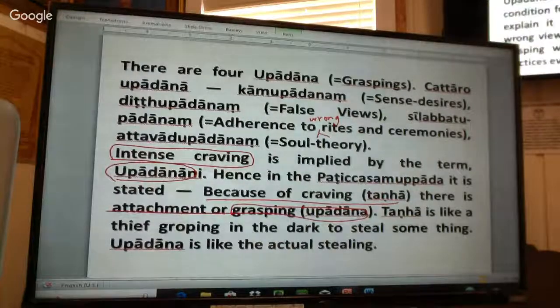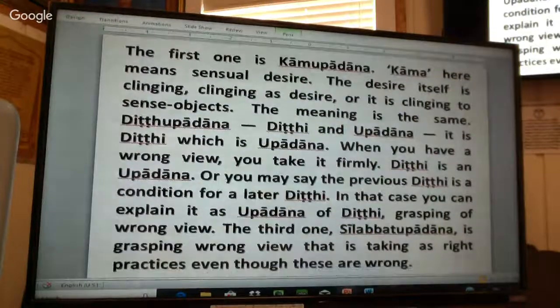Okay, and then we go to the Kamupadana. What is Kamupadana? The first upadana is Kamupadana, isn't it? Kama means sensual desire. Sensual desire means a desire for various kinds of things. Things means a visible object, sound, smell, taste, tangible object, and then thinking. Yeah, this kind of object. So sensual desire means this kind of object.